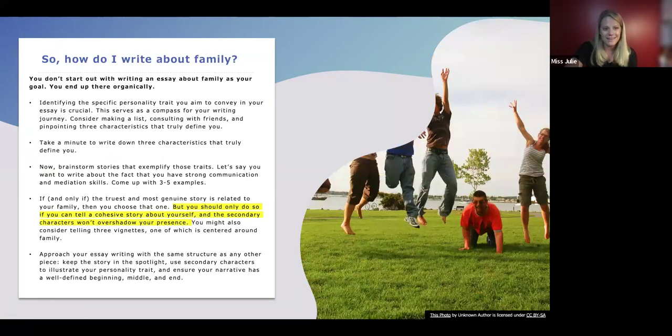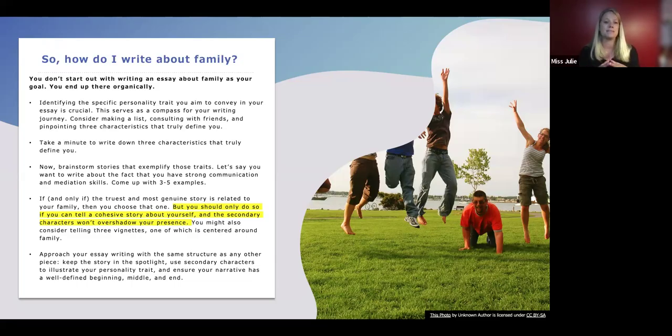So how do you write about your family, right? First of all, you don't start out with writing an essay about your family in mind as your goal. You end up there organically. So you don't say, okay, my grandma is my biggest mentor, my biggest person that I really look up to, right? I'm going to write an essay about my grandmother. We don't start there, right? You don't start with writing an essay about another person, right?